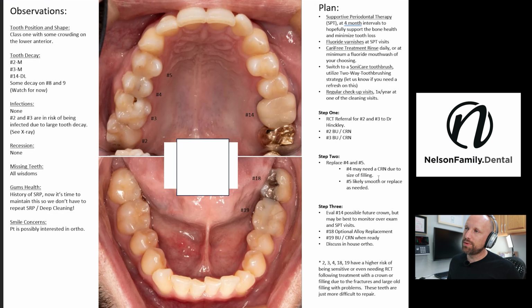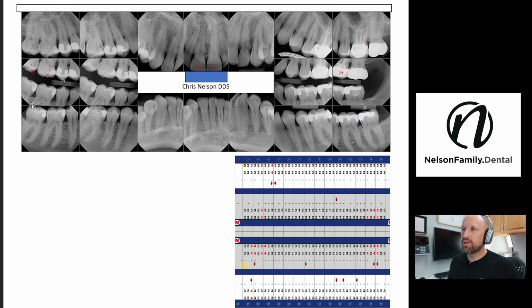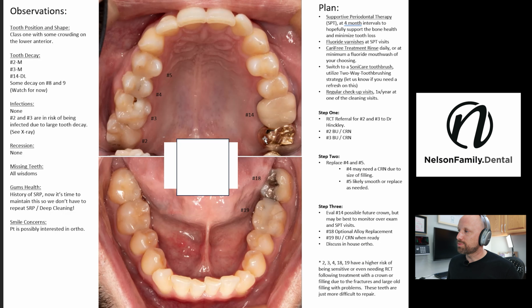Number 5, we might just smooth that one. The X-ray is also really large, so that might be a game time decision. When I take care of number 4, we can look at number 5, decide what to do. But I think I'm going to propose possibly replacing that filling or smoothing it.